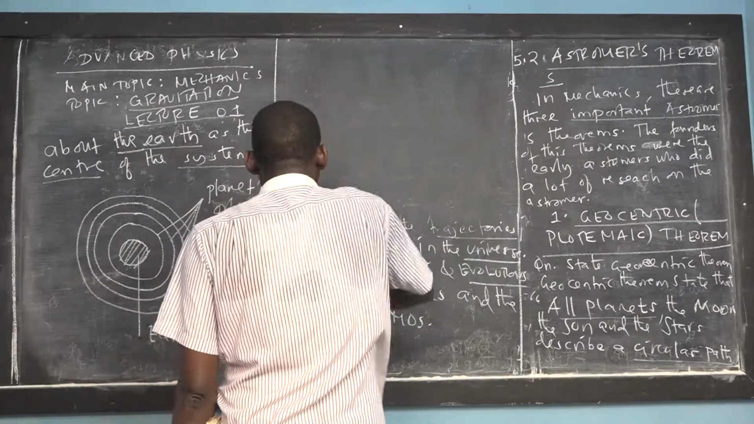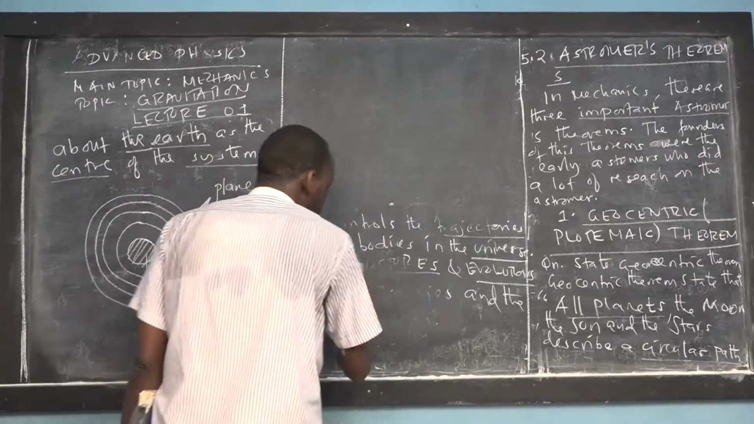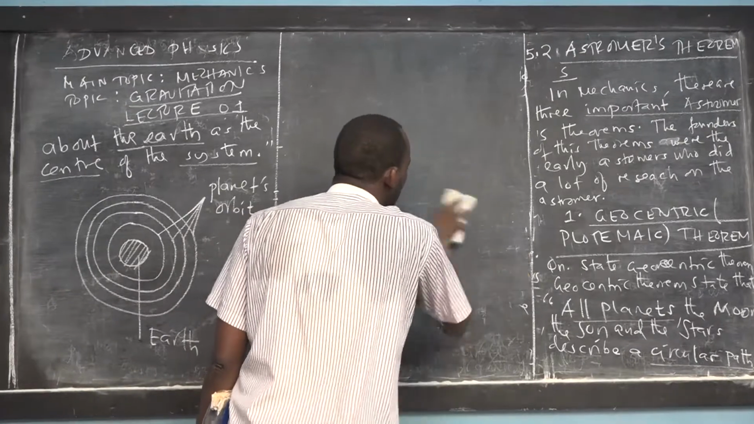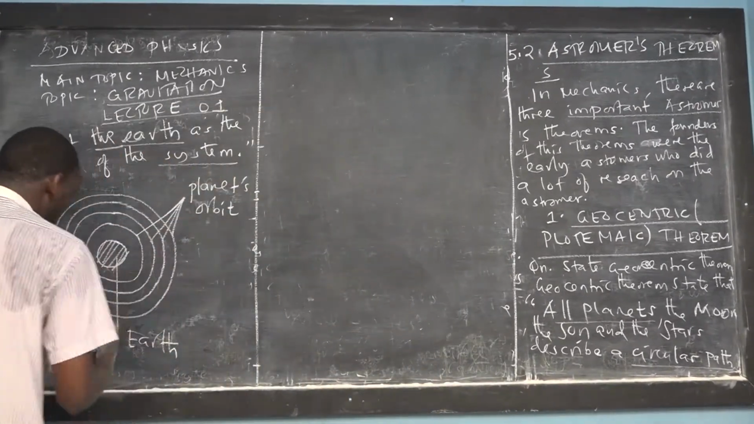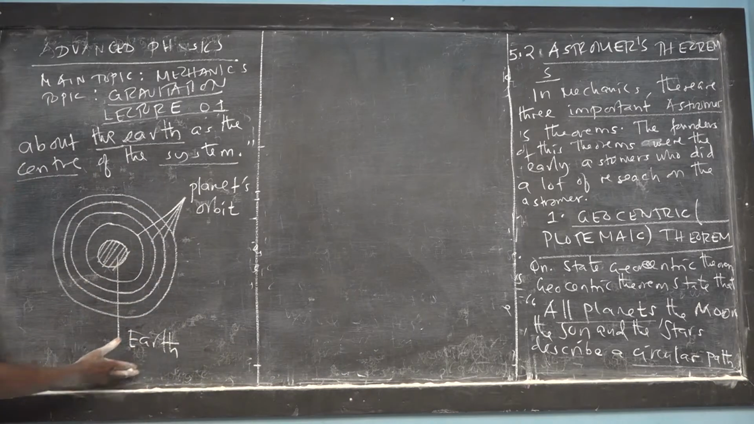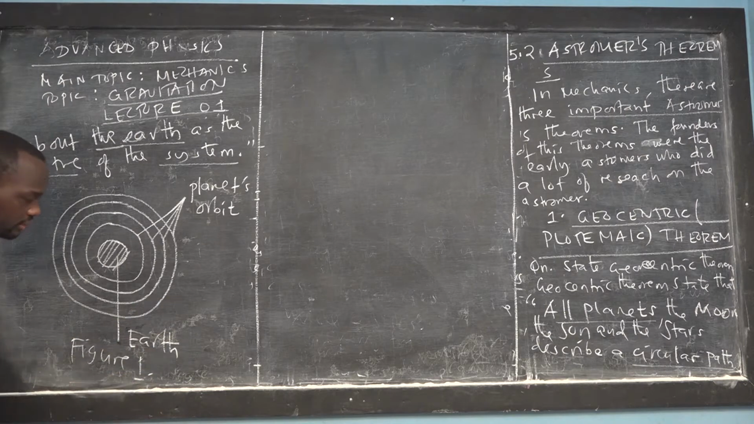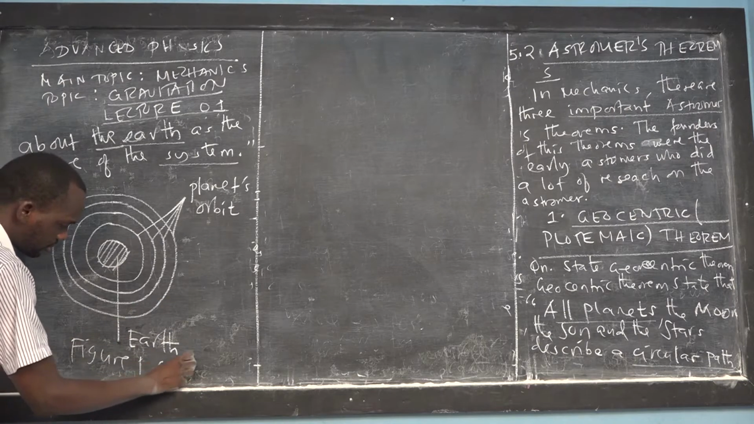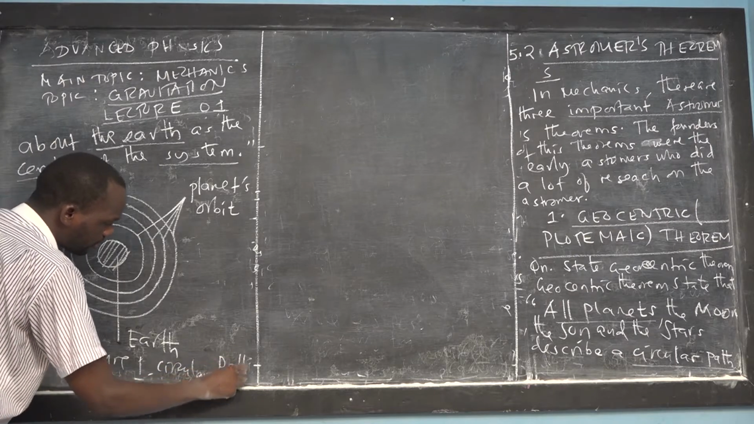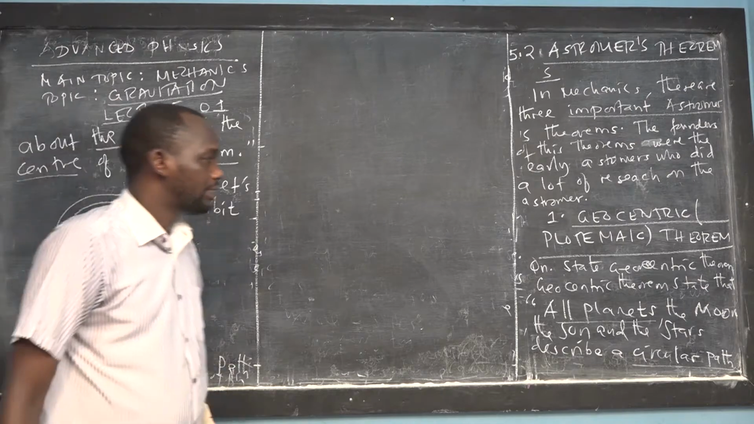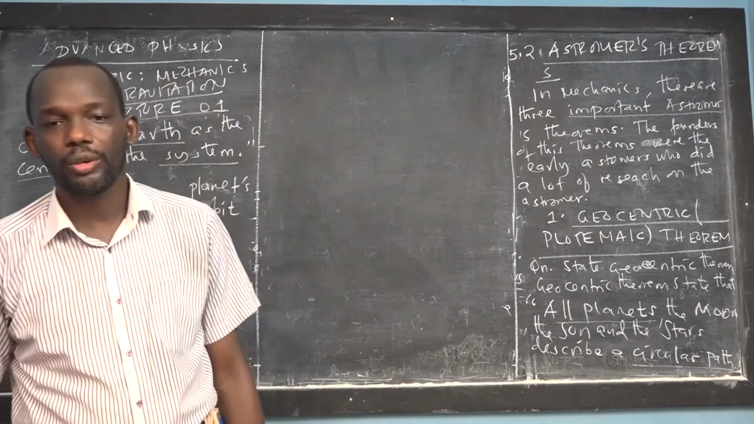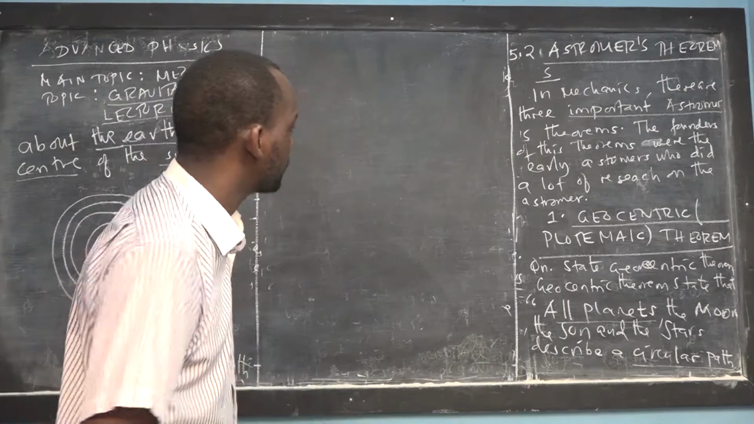So that is the diagrammatic, or what we call the Ptolemaic theorem. He believed that all the other planets, except the Sun, move in circular paths. This is figure 1, and it shows the circular path of the planets. That is about the geocentricity theorem, or Ptolemaic theorem.